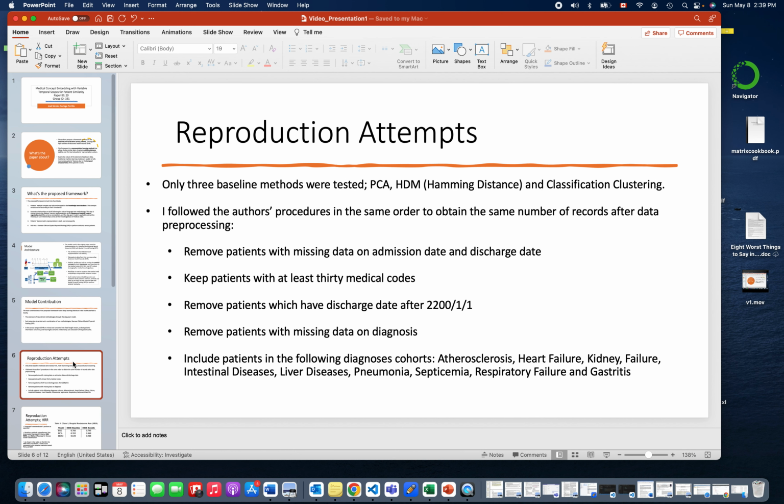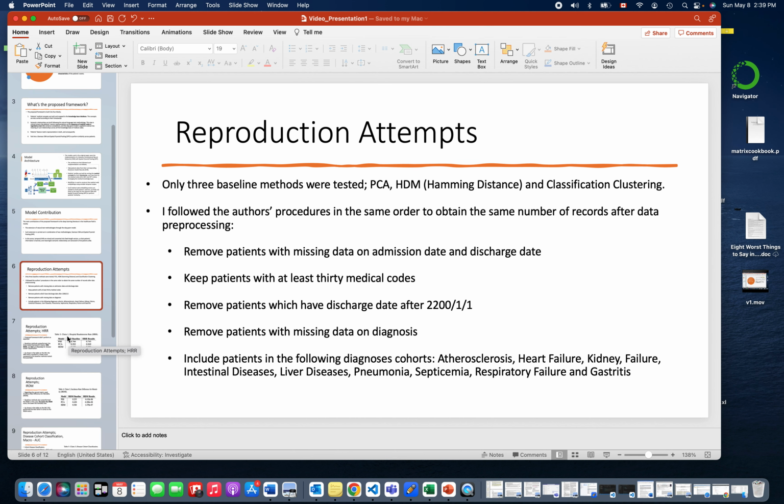So what are my reproduction attempts? I followed exactly the same data preprocessing, in the same fashion and order, as the authors did. Remove patients with missing data on admission date and discharge date. I kept patients with at least 30 medical codes. Patients with discharge date after 2200 were removed, and patients with missing data on diagnosis were also removed. And there were 9 cohorts that were utilized for disease cohort classification.